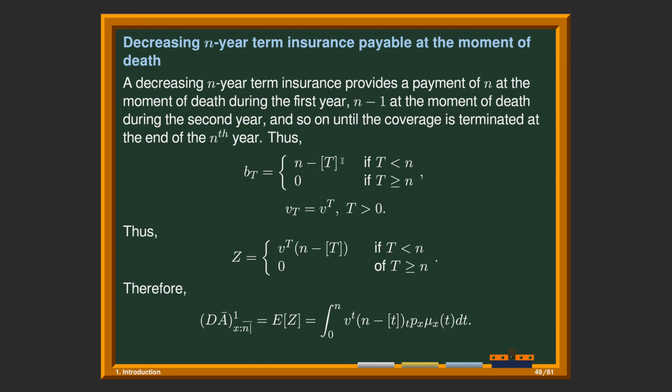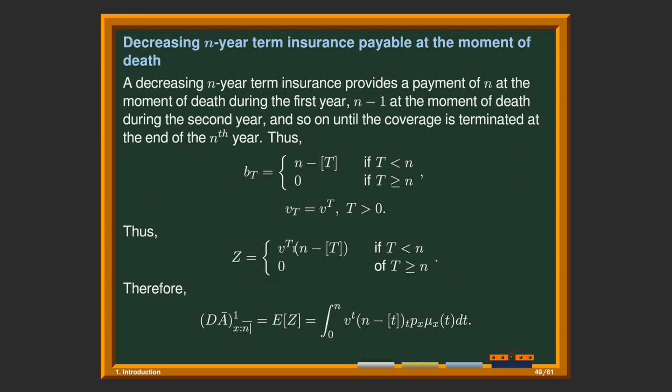It's n minus the greatest integer value of t if t is less than n. Okay, so it's not absolute value, it's greatest integer value, as in the previous slides. It's the greatest integer value of t whenever t is less than n, and it would be 0 if t is greater than or equal to n. And so we have the discount factor, v sub t is v to the t. And so the value of z takes this form.